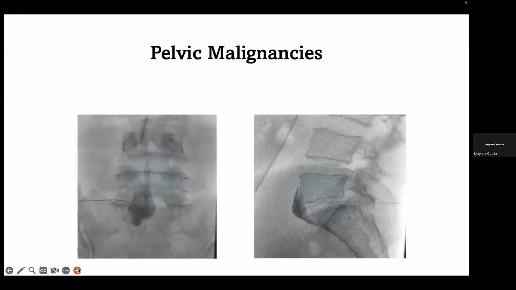When it comes to the pelvic malignancies, the intervention which has the highest level of evidence is superior hypogastric plexus block. There are again 2 approaches. The transdiscal is the one which most of the pain physicians are more comfortable with. You can do it ultrasound guided, you can do it fluoroscopic guided.